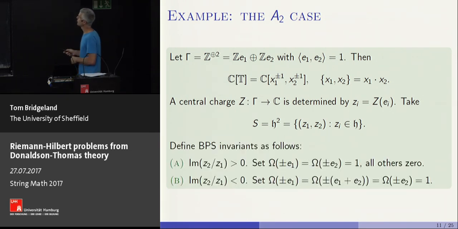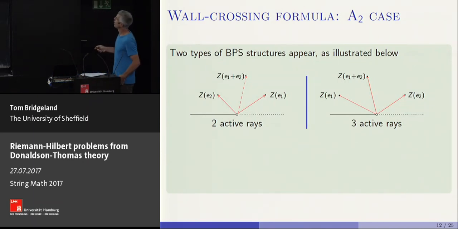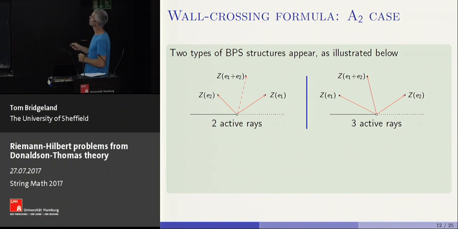And then I'm going to define BPS invariants like this. Depending on which way round these Z1 and Z2 are, there are either essentially two non-zero BPS invariants, or there are three. It's really 4 or 6 because of this symmetry property. And here's a picture of what's going on. You should think of the manifold S, which is two copies of the upper half plane, as divided into two pieces by the wall. The wall is where these two, Z of E1 and Z of E2, line up.